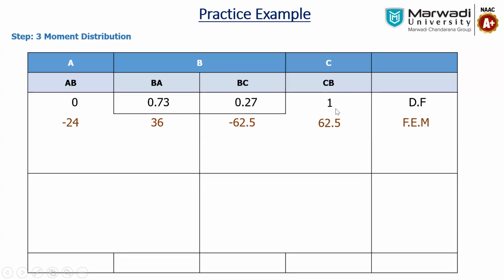If you are getting plus here, we have to write the minus. So here we write minus 62.5, and that is called the balancing of that joint. And as we have seen in the previous step, there is a carryover.